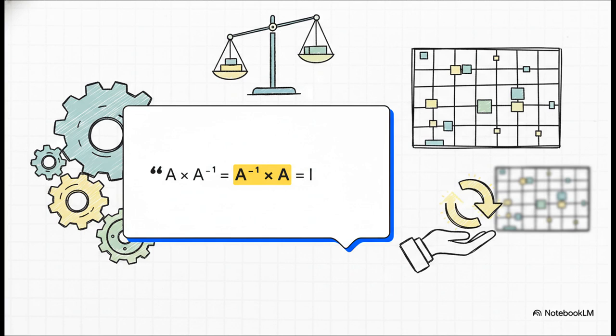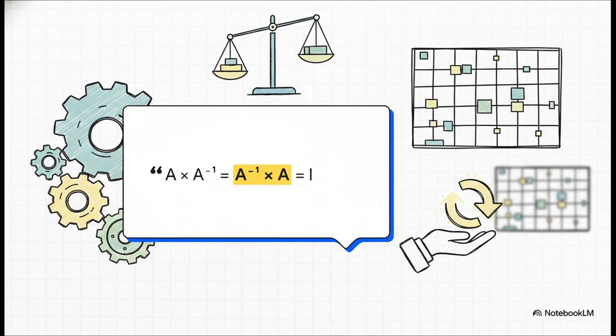This is really the golden rule of matrix algebra. Now think back to regular algebra. If you had an equation like 5x equals 10, how would you solve for x? You'd just divide both sides by 5. Simple. The problem is, with matrices, you can't really divide in the same way.